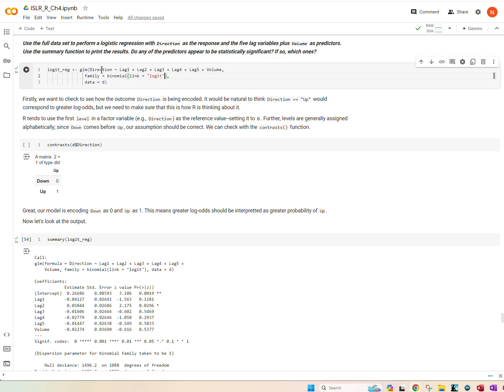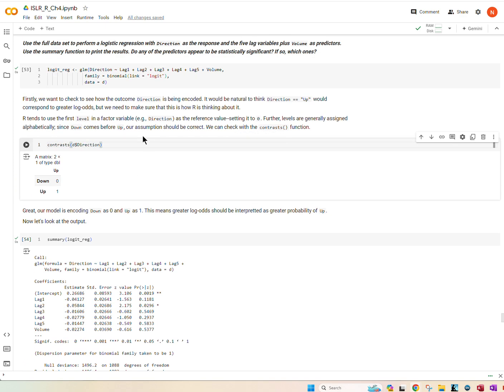What it's going to be telling us is how each of these variables is affecting the log odds. But the log odds of what? The log odds of direction being up, or the log odds of direction being down. In other words, we need to know how up and down are being encoded by the model. To do that, we can use this contrasts function, and we see that it is encoding down as 0 and up as 1.